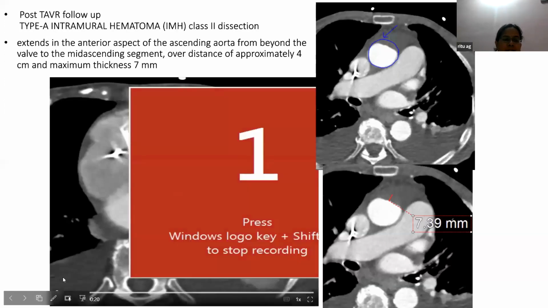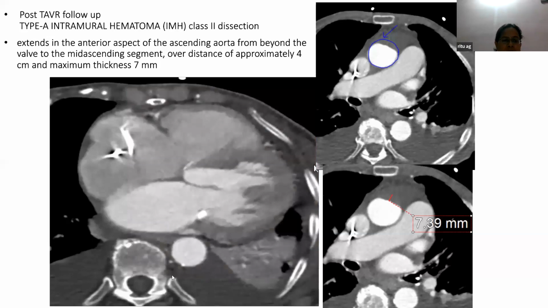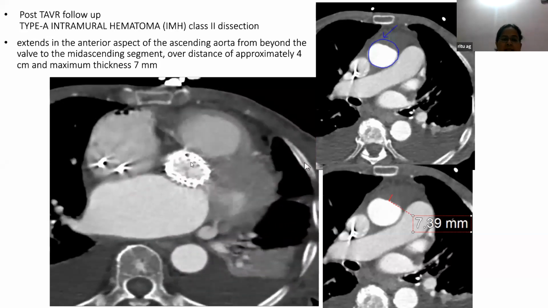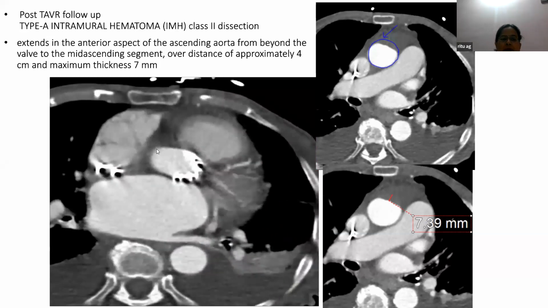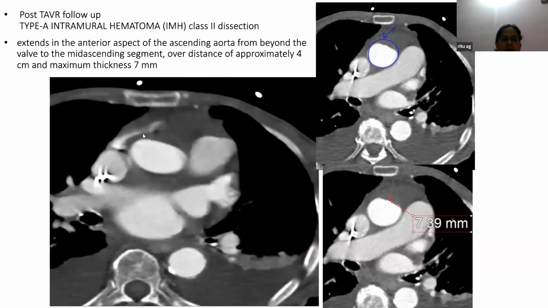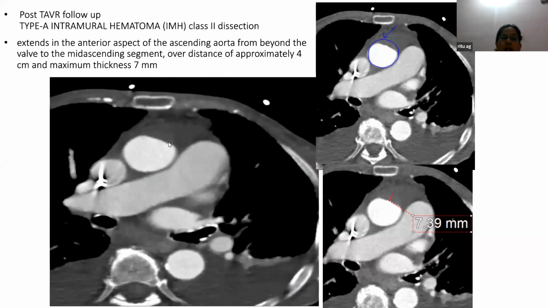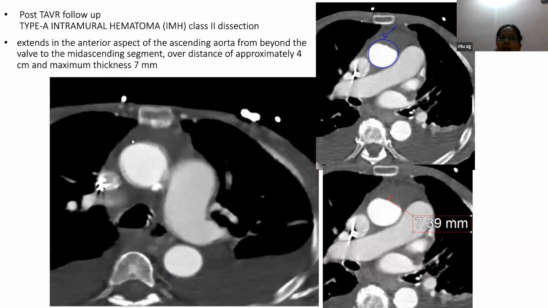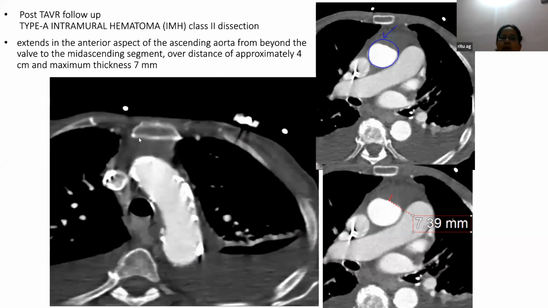One more complication. So this again is a TAVR patient. You can see the valve is well seated here. But as we go up into the ascending aorta, we can see these hypoenhancing areas along the anterior aortic wall. And this is actually an intramural hematoma. And intramural hematoma is now a type of class 2 dissection. So this patient was managed along the lines of dissection.